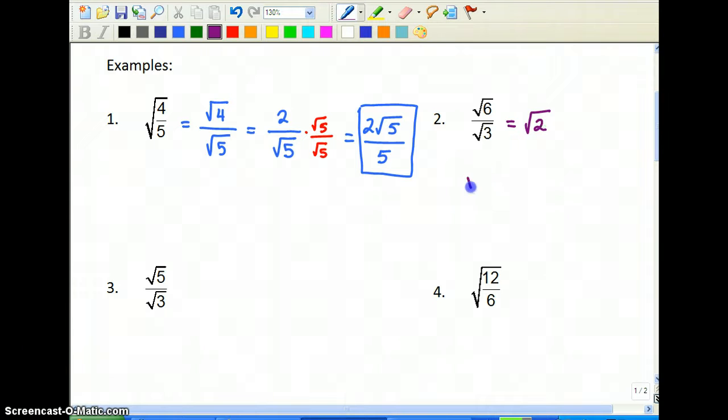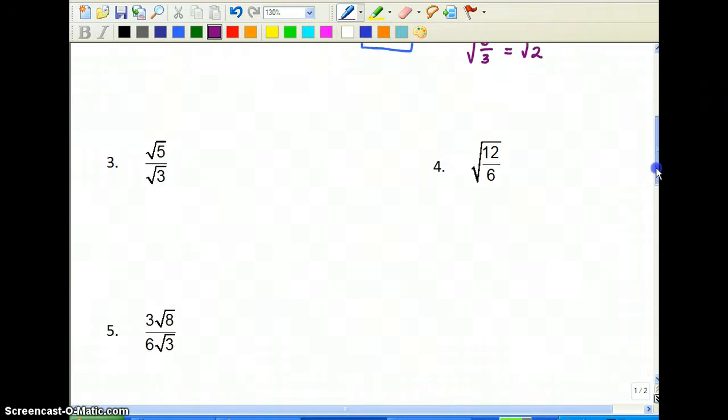Another way to think about it is if you put it back together under a single radical sign, we would know that that would be the square root of 2, because 6 is divided by 3, which is a little bit different than this first one because 4 and 5 you couldn't divide them. Here you can divide them. So you want to look for easier methods before you go to the harder method.